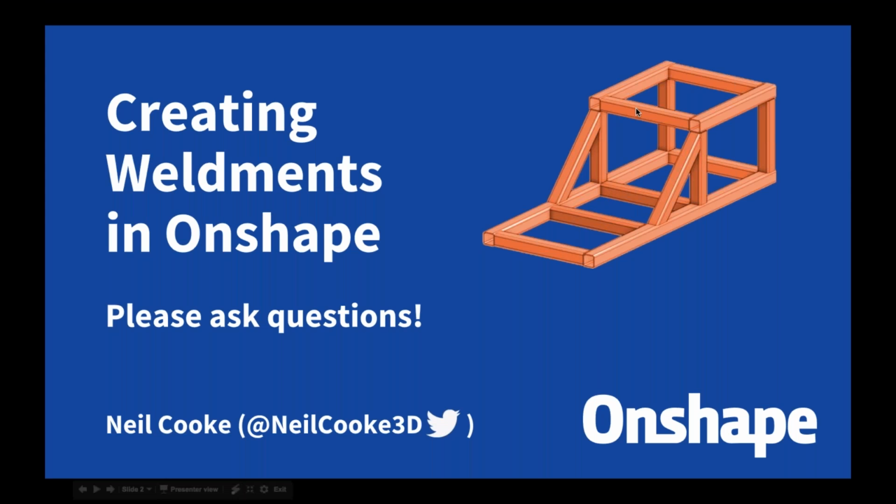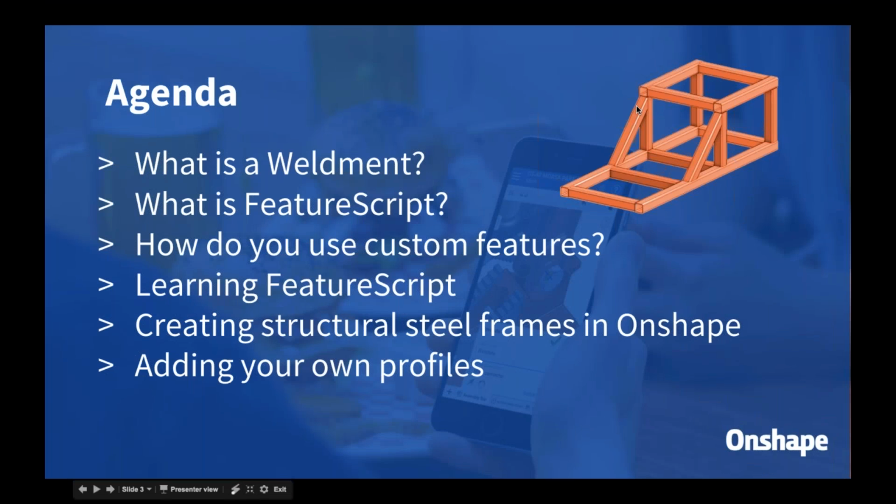Okay, so this is the agenda for today. We're going to talk about what a weldment is, and for this, by weldment we are referring to a welded frame, as opposed to a bunch of plates welded together. From the update yesterday, we're now able to put weld symbols on drawings, so that helps a lot. But we're going to focus on the geometry creation of welded frames, like we see in this image here.